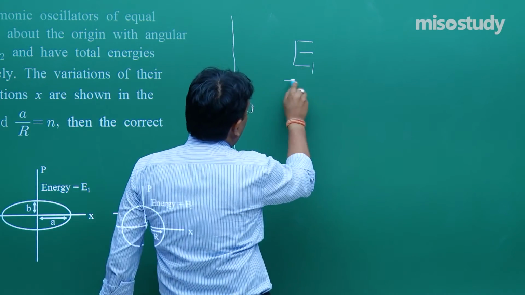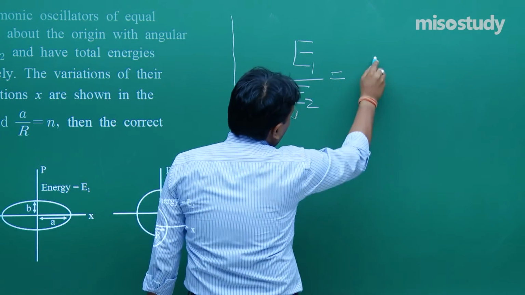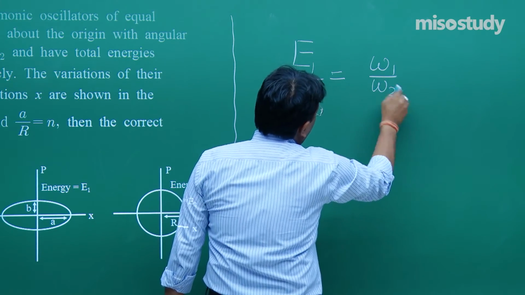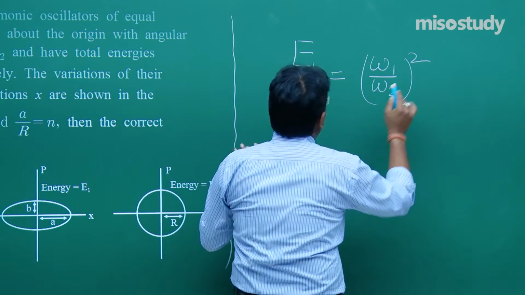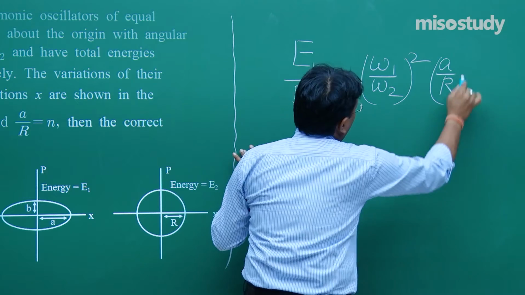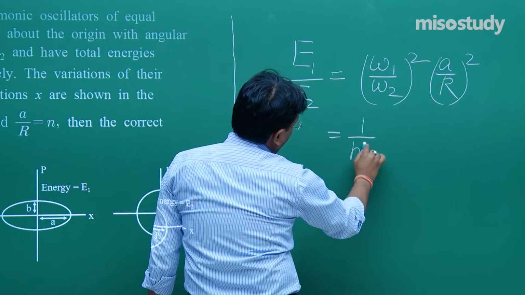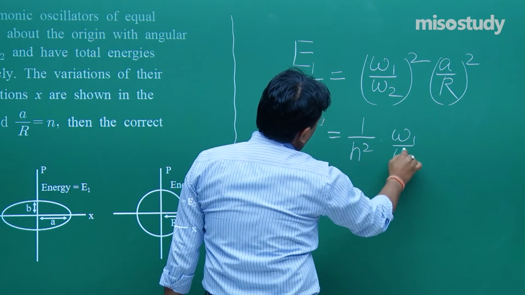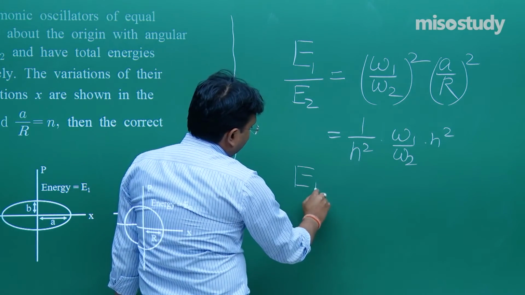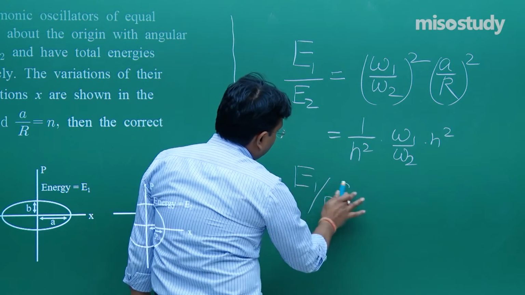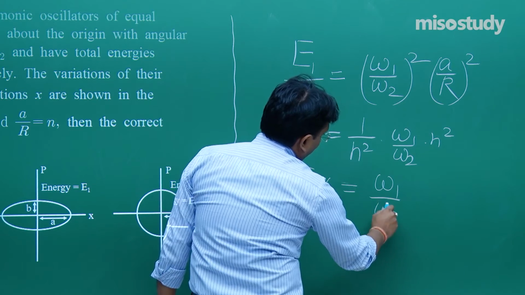So E1 upon E2, obviously we are playing with equations 1 and 2. E1 upon E2 is (omega 1 upon omega 2) whole square, and (a by r) whole square, as given in the problem. So once you solve it, you will get 1 upon n square into omega 1 upon omega 2 into n square. So ultimately E1 upon E2 is equal to omega 1 upon omega 2.